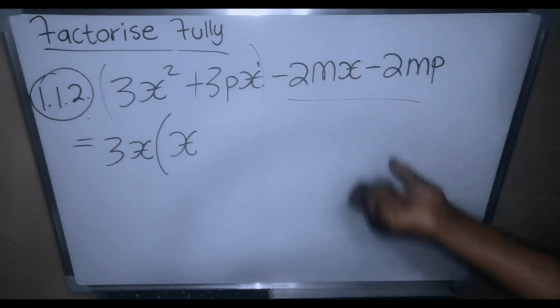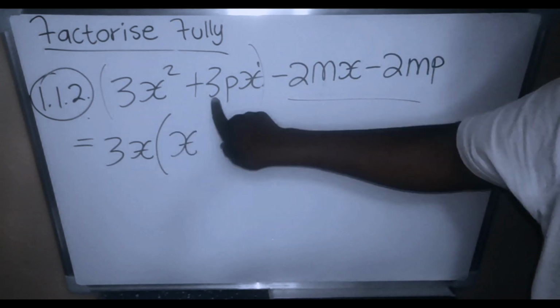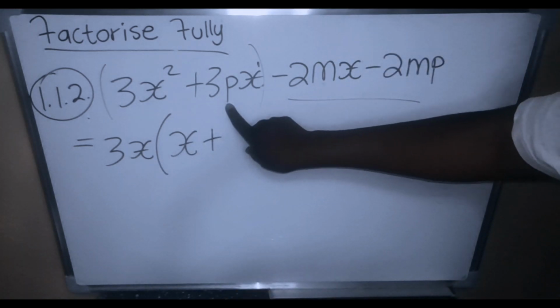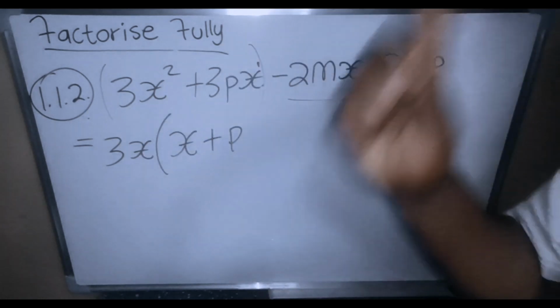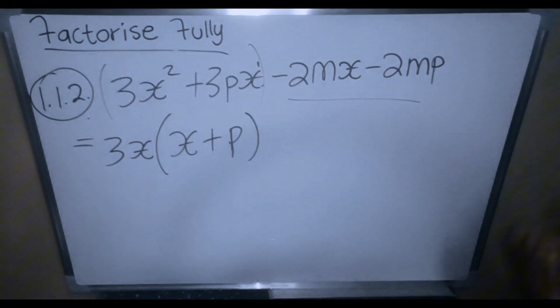The second term, the very same process. 3px divided by 3x. 3 divided by 3 is plus 1. p is a variable, I put it. x divided by x is 1. That means there's no longer x here. I close the bracket, I'm done.